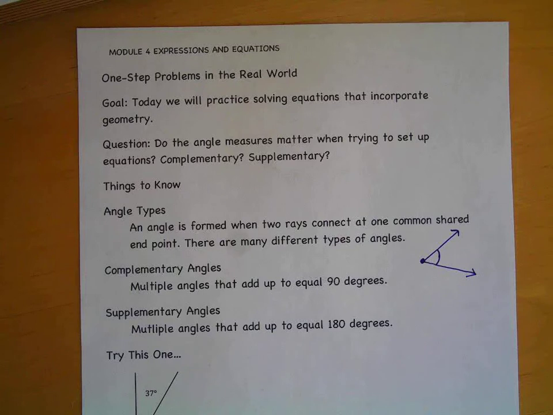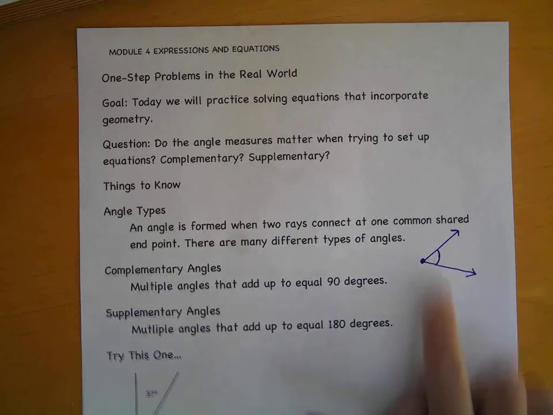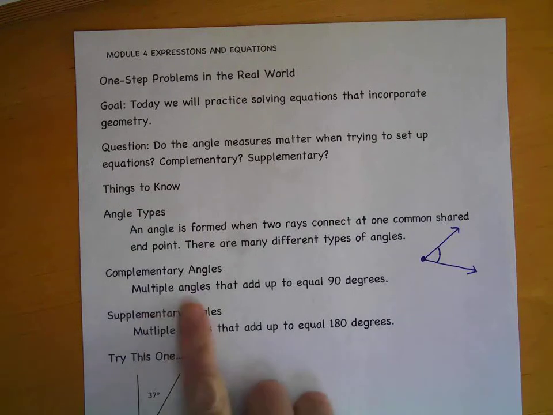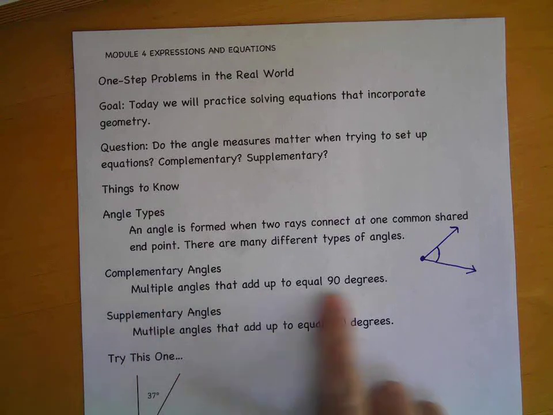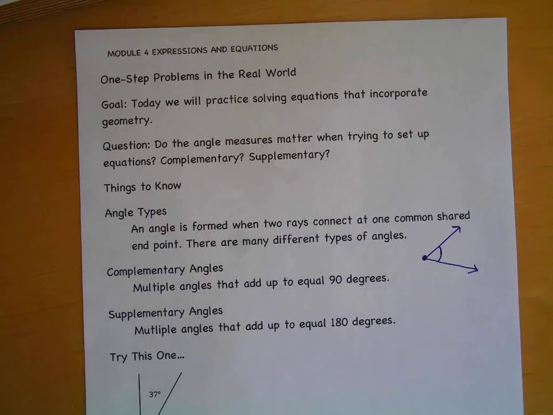The two types of angles you need to know for this lesson, and also for your 6th grade geometry standards, are complementary angles and supplementary angles. Complementary angles are formed just like this, except when they come together, they add up to 90 degrees. A 90-degree angle is when one line or ray intersects with another, forming a right angle, which is exactly 90 degrees.